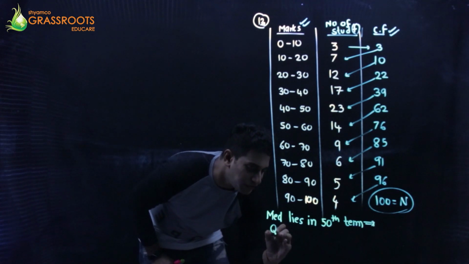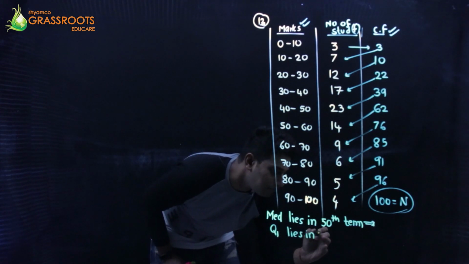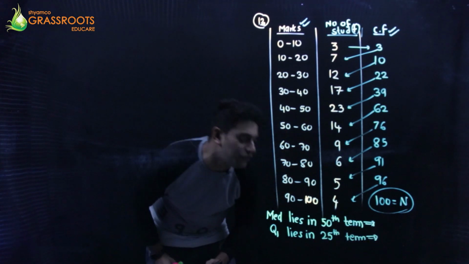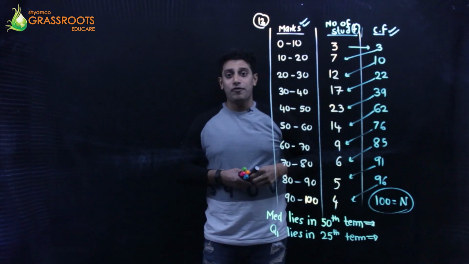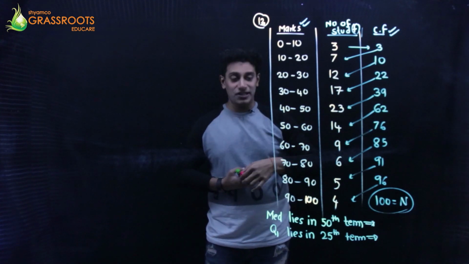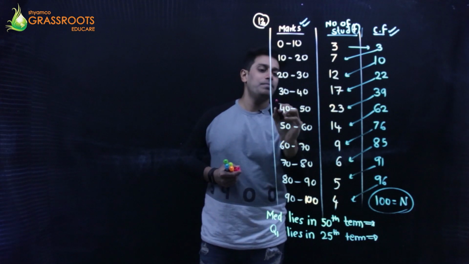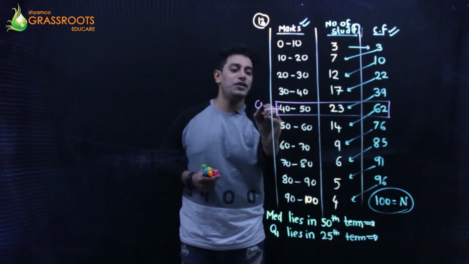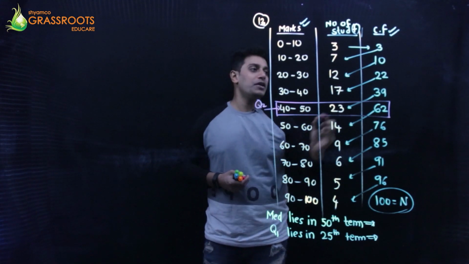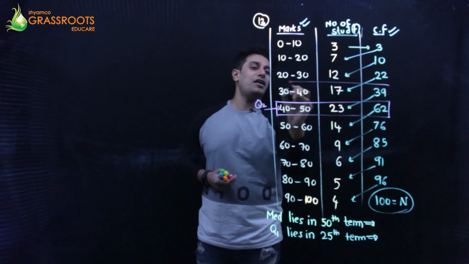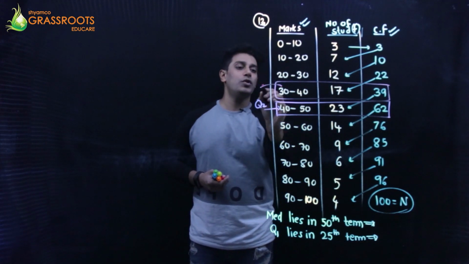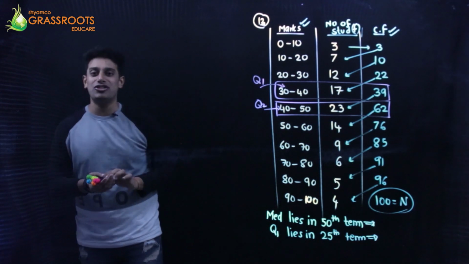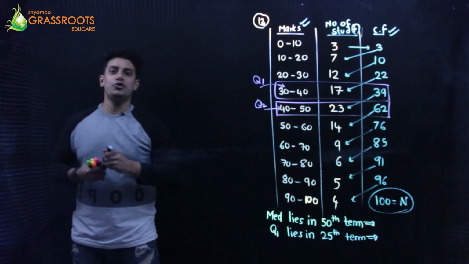Okay, and quartile 1, the lower quartile, lies at N by 4, 100 by 4, which is the 25th term. 25 lies between 22 and 39, select the higher one. The lower quartile will lie between 30 and 40. 50 lies between 39 and 62, select the higher one. The median, which we call Q2, will lie between 40 and 50. So I got my locations, the ranges, not the answer. So we need to draw the ogive.